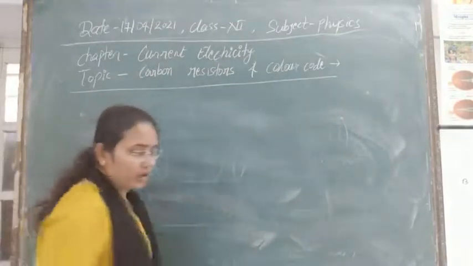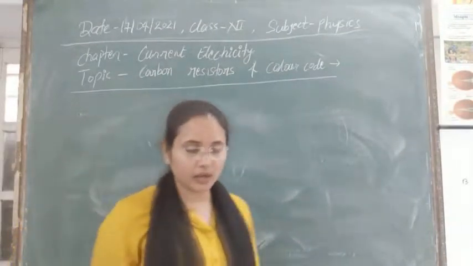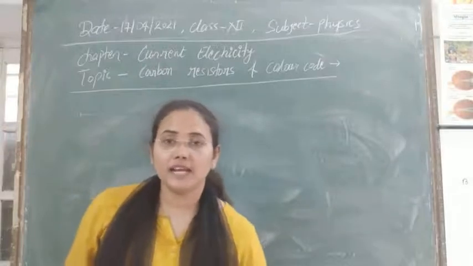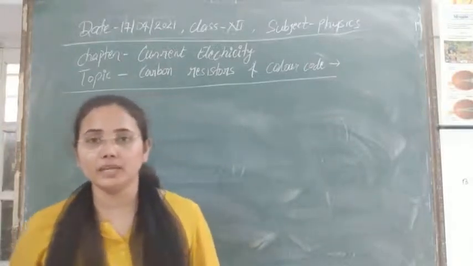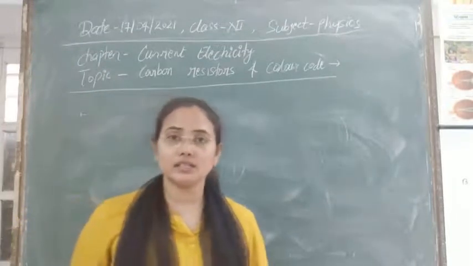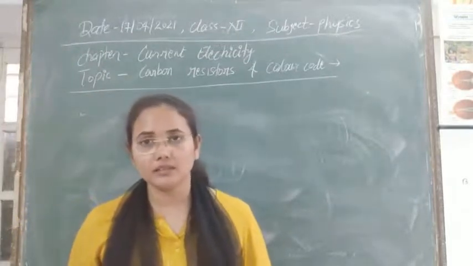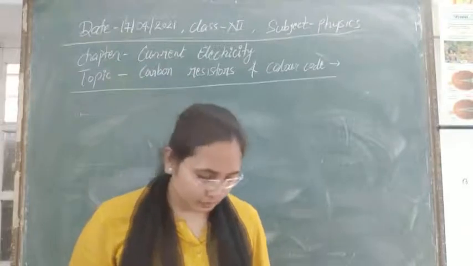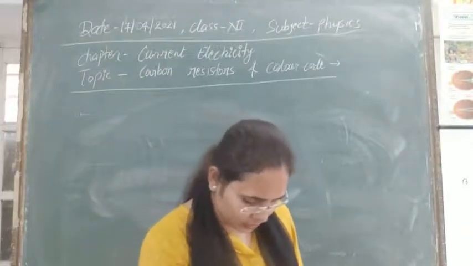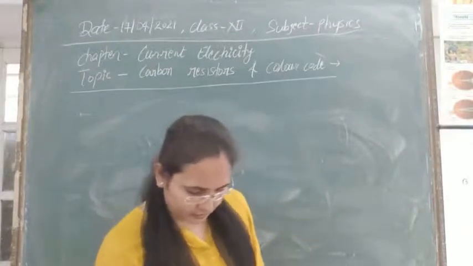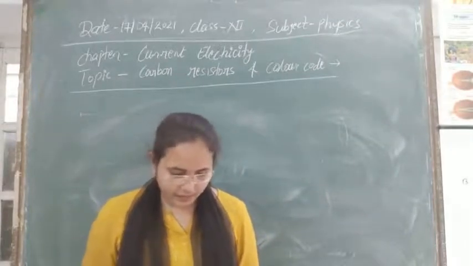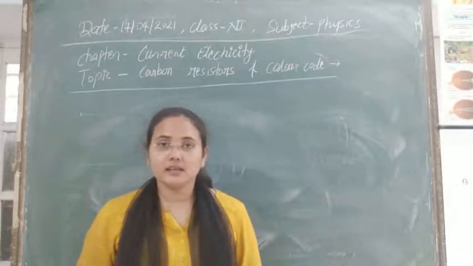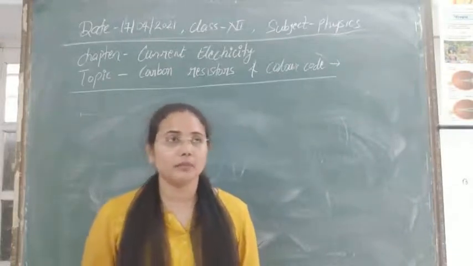So I think now it is clear how we can find out the value of resistances by using the color coding, the color combinations mentioned on the resistor. So let's solve some of the numericals on the chapter that we have discussed.